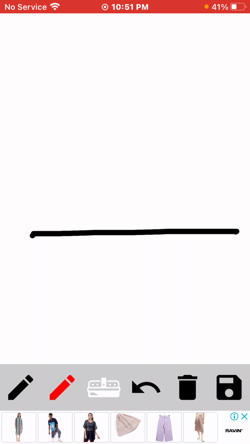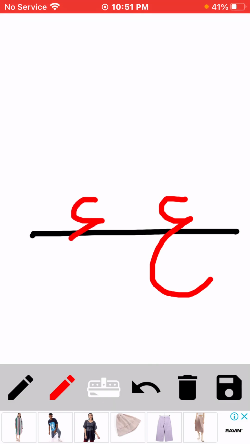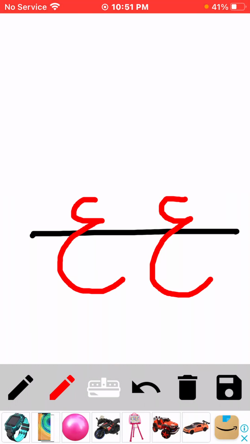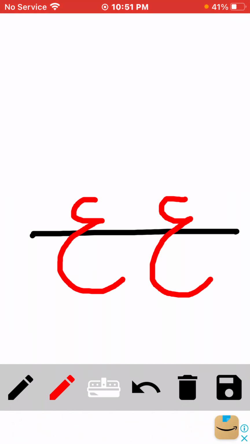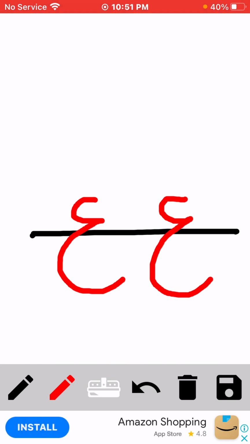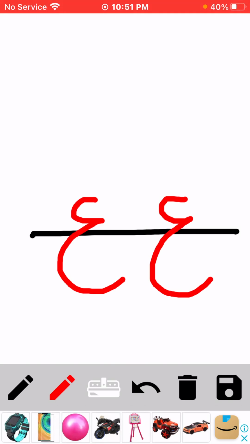This is our line. We do a small half circle and a big half circle, like this. This is the letter ayn, and ayn looks to the right direction. Its name is ayn. There is a noon sound at the end. Ayn, and its sound is a. Don't say a. It is not a.